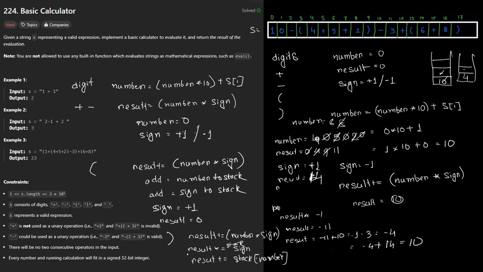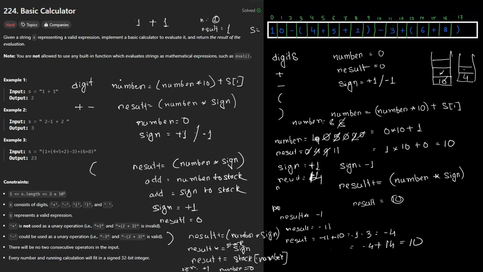And once we get that result, we are going to make sign default +1 and number 0. That is the idea, but there is one edge case which you have to take care of. In case the value is 1 plus 1, the initial number would be 1. After we get plus, the result would become 1 and the value of number would be 0.